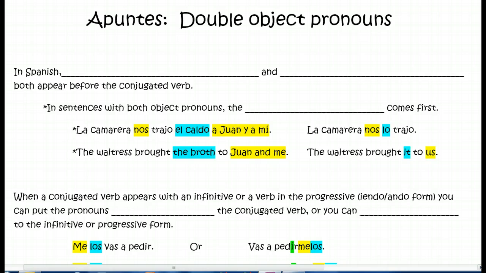Hi students, today's notes are going to be on double object pronouns. That means that we're going to use both of our object pronouns, direct and indirect object pronouns, in one sentence.